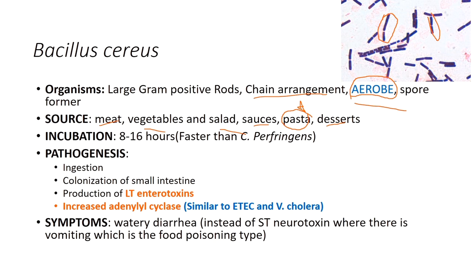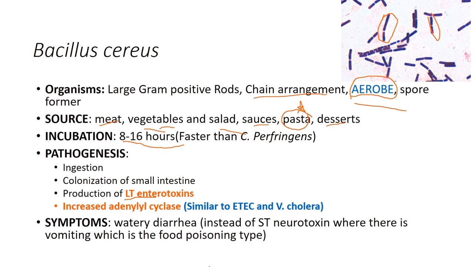Also vegetables and salads. So incubation is 8 to 16 hours. This is actually faster than C. perfringens, but you can still have that overlapping time, so you can't really differentiate it based on time. Ingestion, it colonizes the small intestines and produces LT enterotoxins. What this guy does is it goes in, stimulates your Gs subunit, like some of our LT toxins of ETEC and Vibrio cholerae, and that increases adenylate cyclase and causes secretory watery diarrhea.